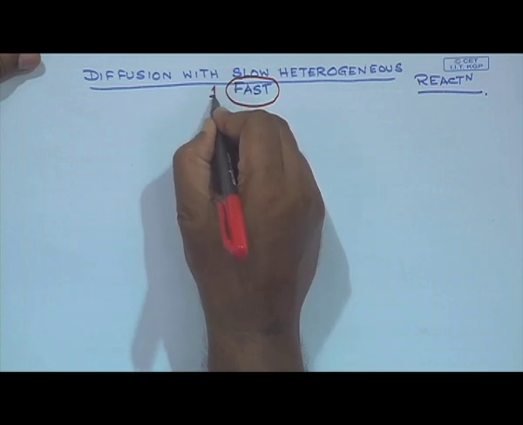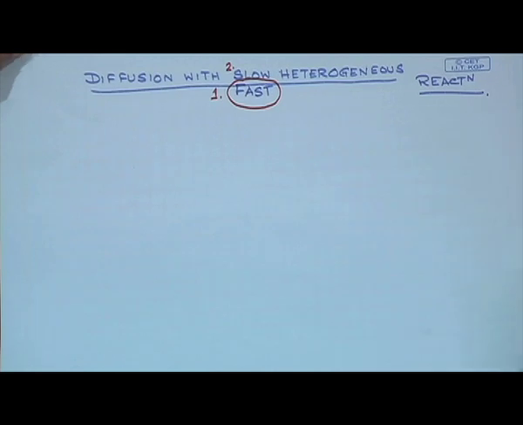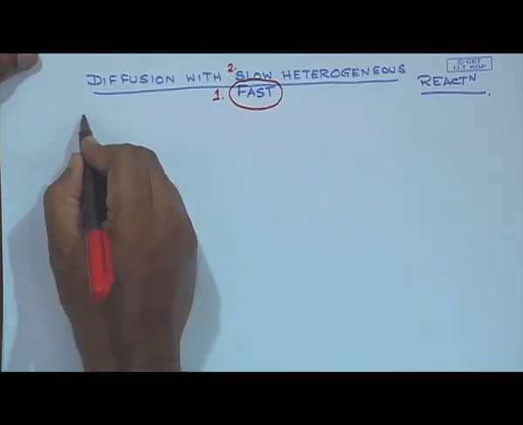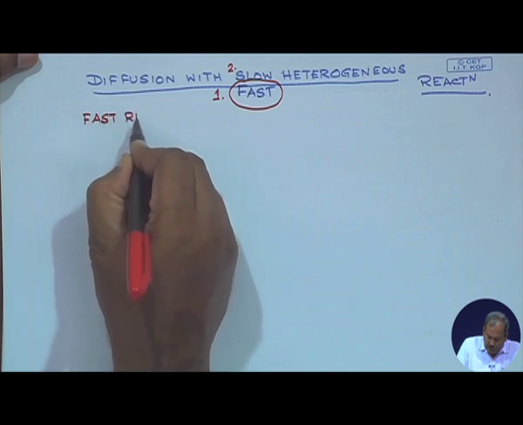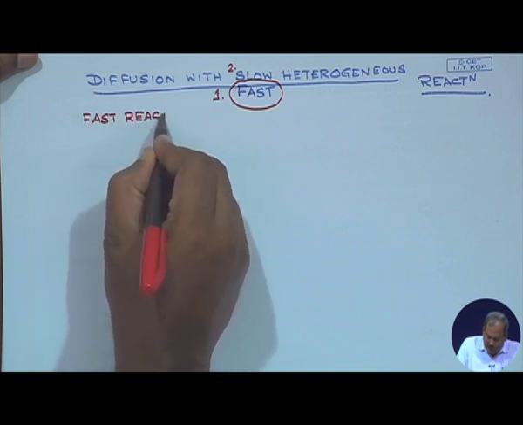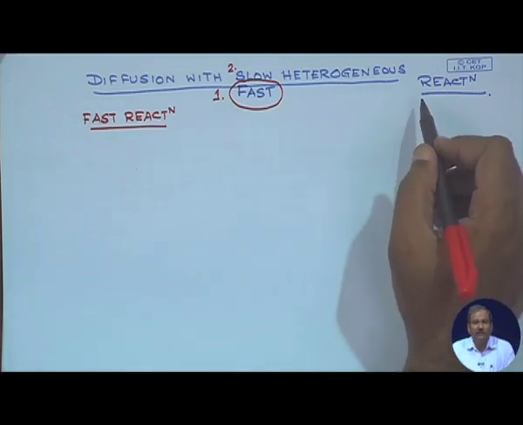So, this would be our problem 1, and the slow heterogeneous reaction would be our problem 2. The first thing we are going to do is consider a very fast reaction in which the product forms the moment it reaches the heterogeneous surface. A perfect example of a heterogeneous reaction is a catalytic reaction, where you have catalyst particles present.